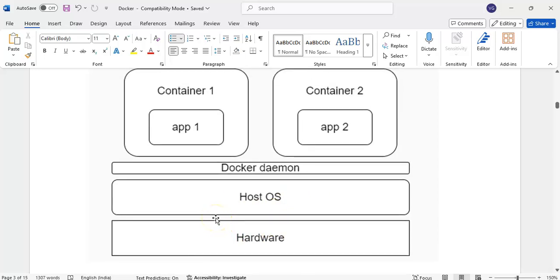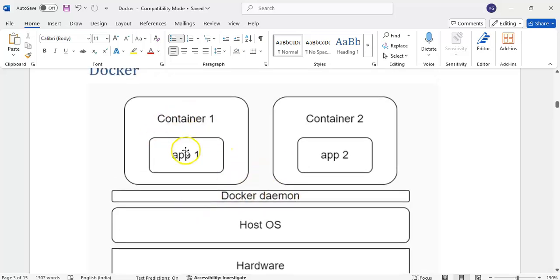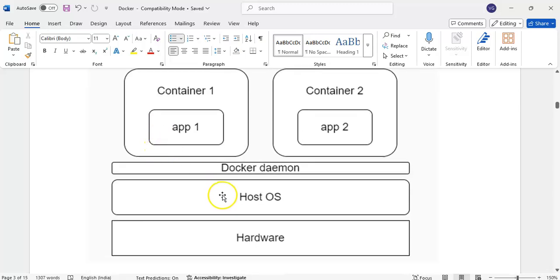Here there is no hypervisor. It will have a Docker daemon, and it will have containers. We will call them containers here. Containers will share the host OS and hardware. It will not again create a separate OS like virtual machines.